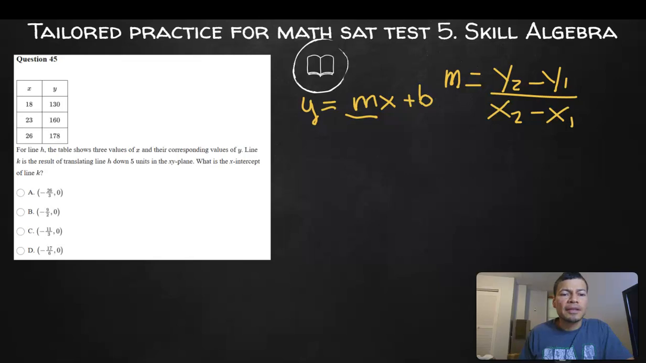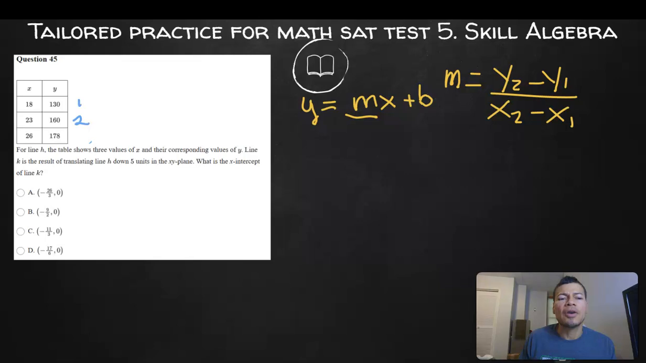Now, let me make it easier, because these points have 0, 130, 160, they are easy to do. So I'm going to put, this is my point 2, and this is my point 1, and this is a tip that I'm giving you guys. If you can find the slope with numbers that end in 0, use them, because they are much easier to use than 178, for example.